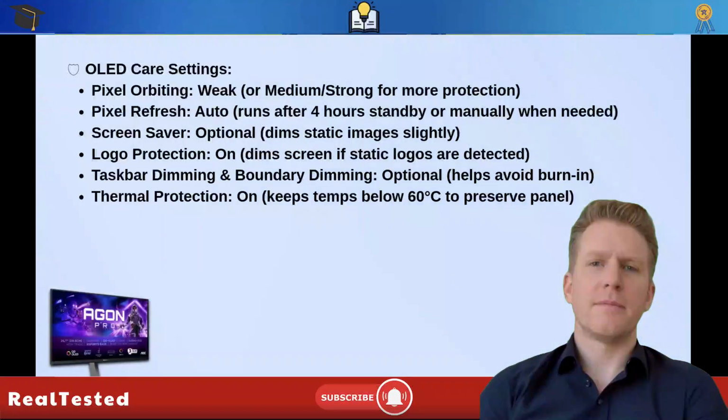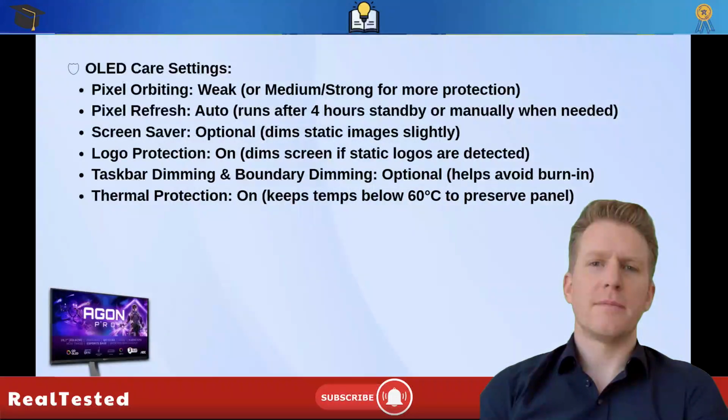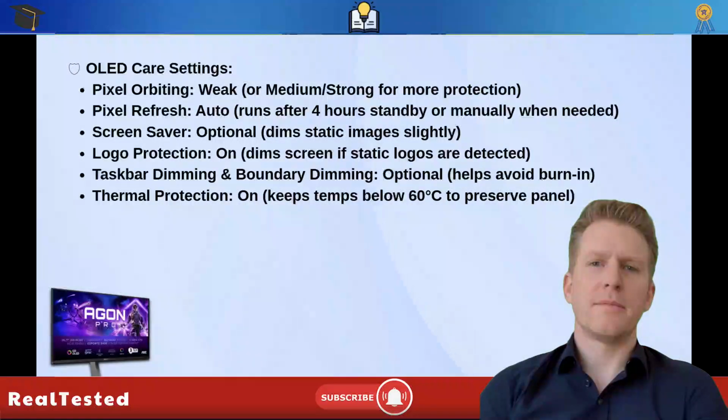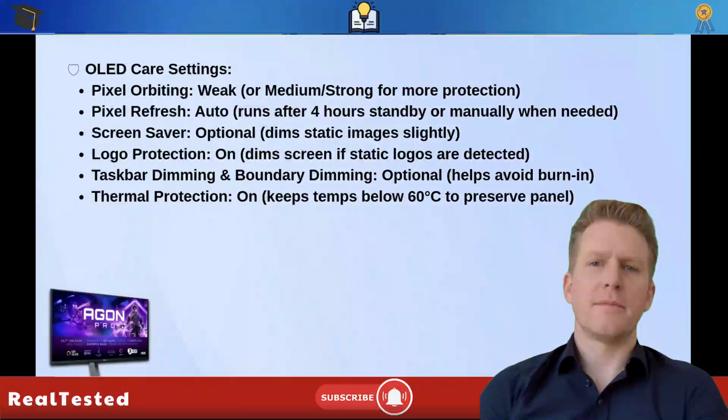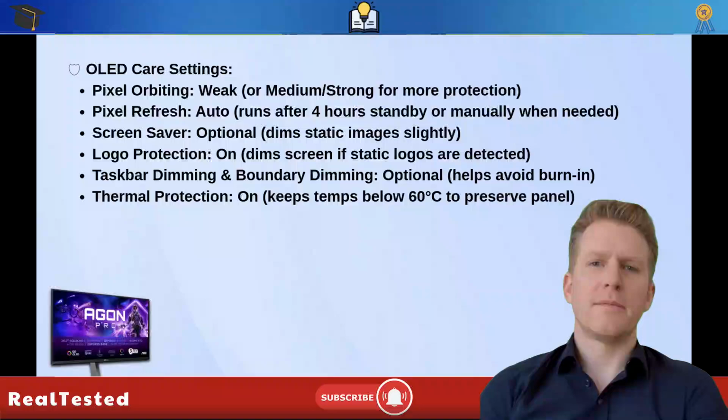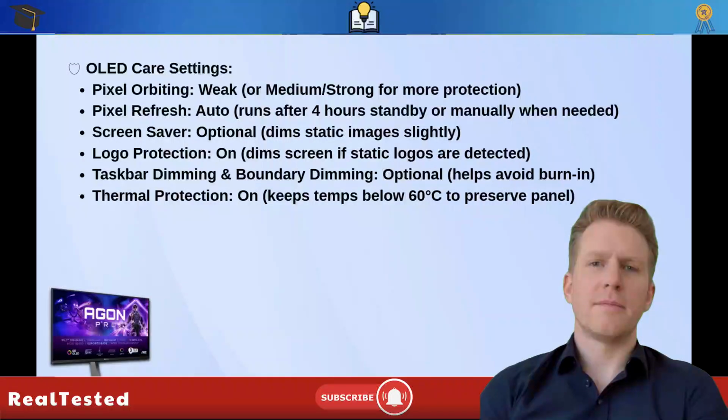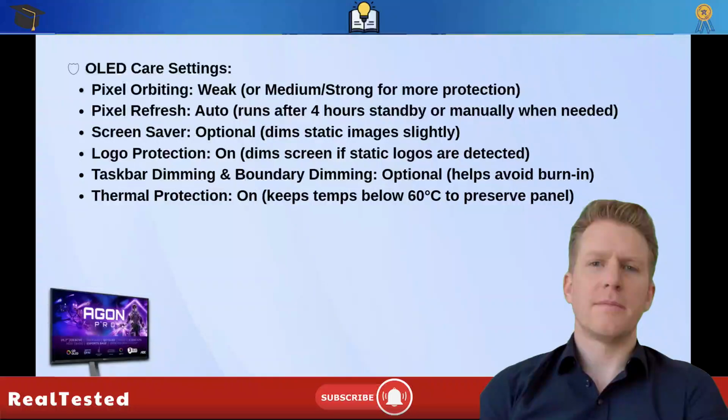To protect your OLED screen, set pixel orbiting to weak for minimal visual shift, or choose medium or strong for enhanced burn-in prevention. Keep pixel refresh on auto. The display will run this during standby, or you can start it manually. Enable the screensaver to dim the display during inactivity. Ensure logo protection is active so static elements dim automatically. You can also turn on taskbar and boundary dimming for extra edge protection.